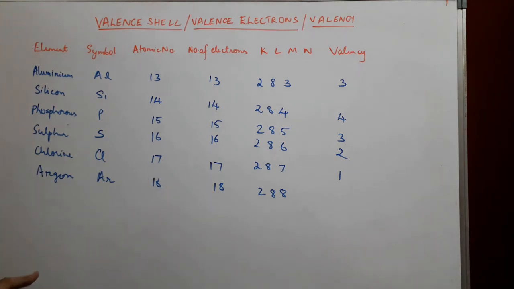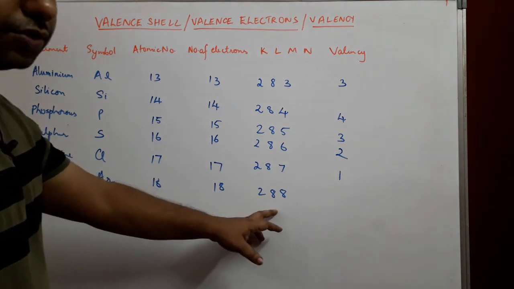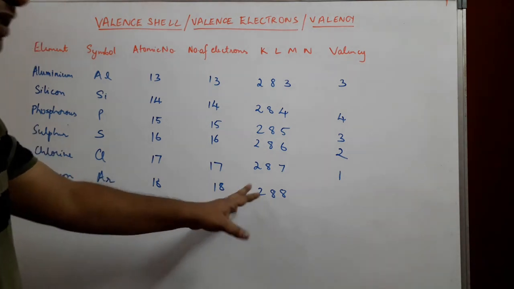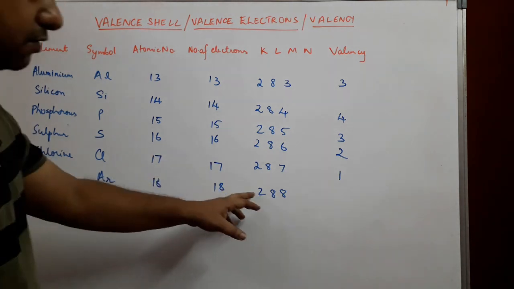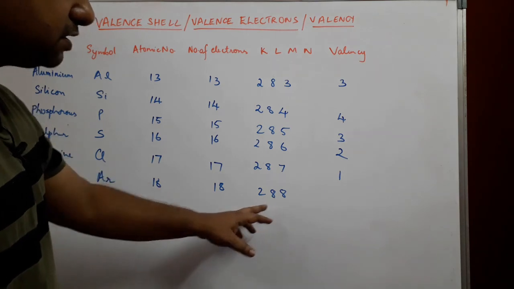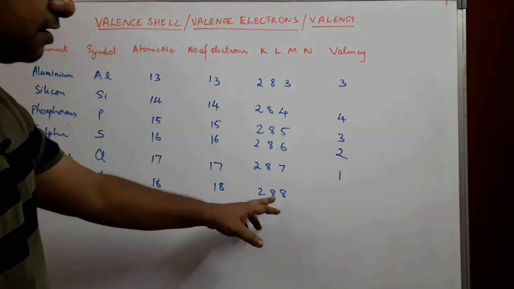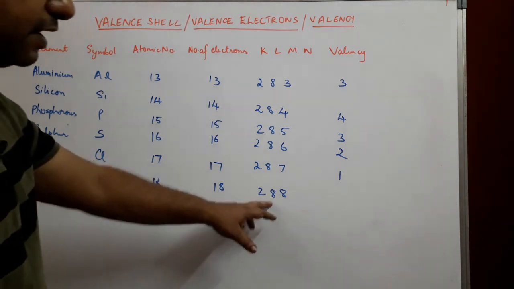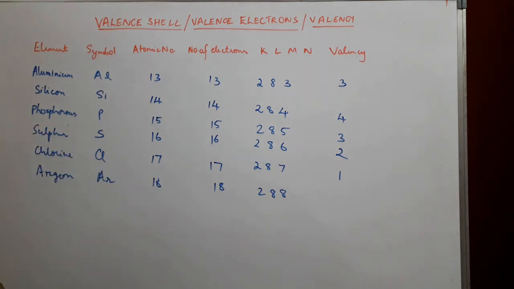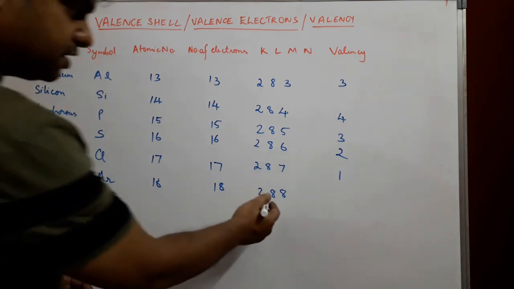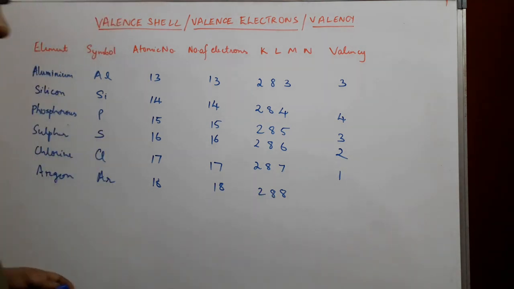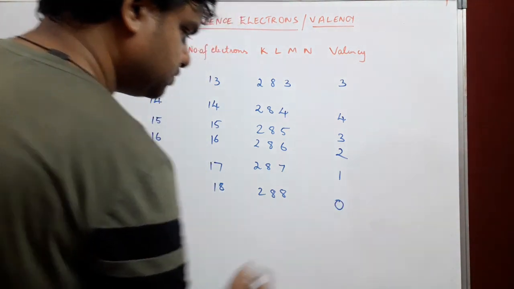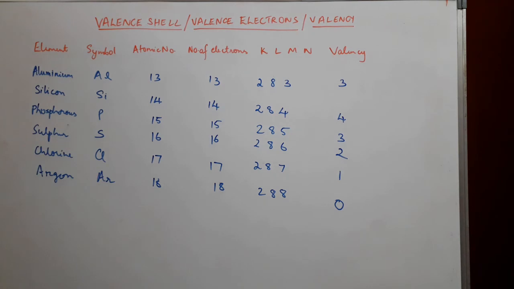What is a stable configuration? Having 8 in the outermost orbit if it is any shell other than the K shell, because in the K shell only 2 are allowed. So for those elements which have more than one shell, they will always look to gain 8 electrons in the outermost shell to achieve stability. Here it does not need to gain or lose, hence the valency of such an element becomes 0. This is also a stable noble gas configuration.